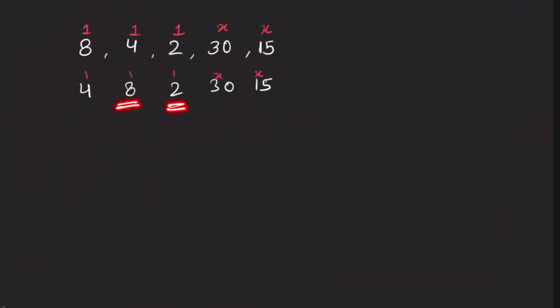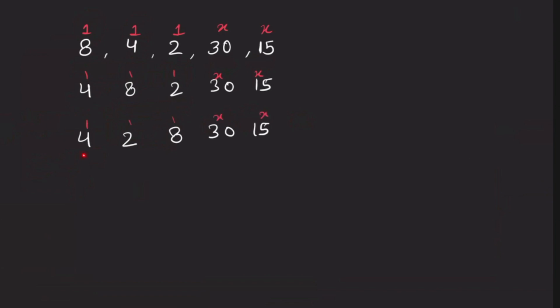Now, if you see this 8 and 2, these also have the same number of set bits and these are adjacent now. So these can also be swapped, right? So if we swap these two, then what will be the array? It will be 4, 2, 8, 30, 15, right? And here the set bits are 1, 1, 1, x, x.